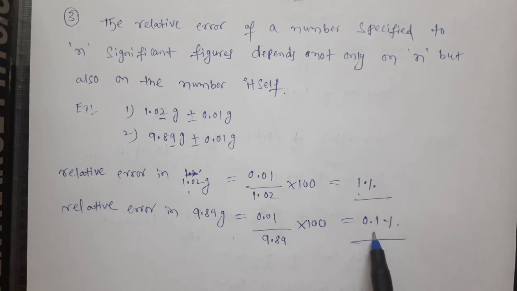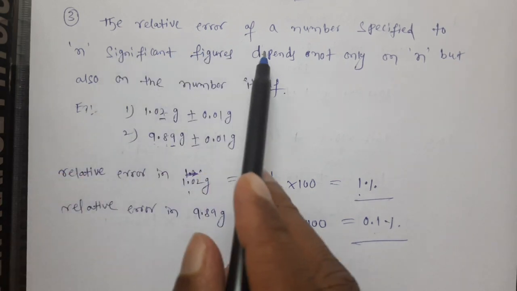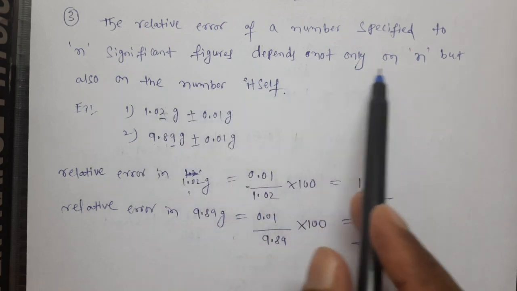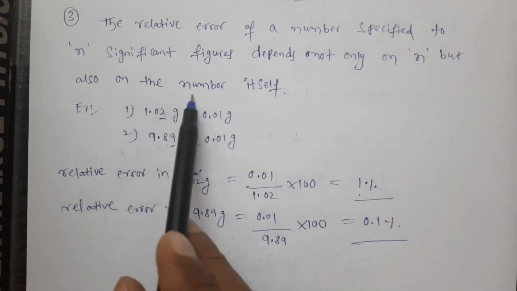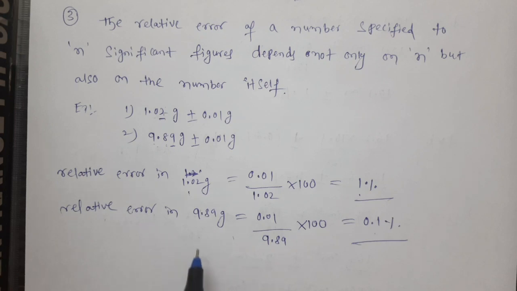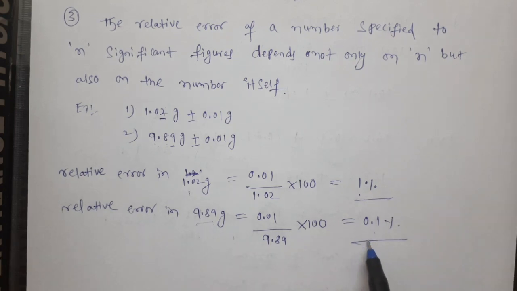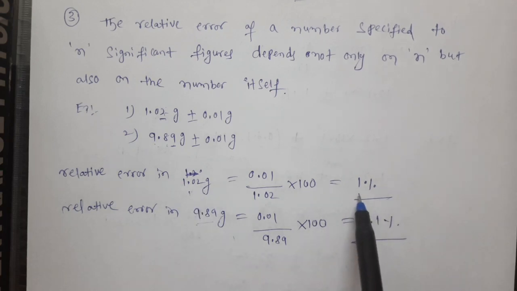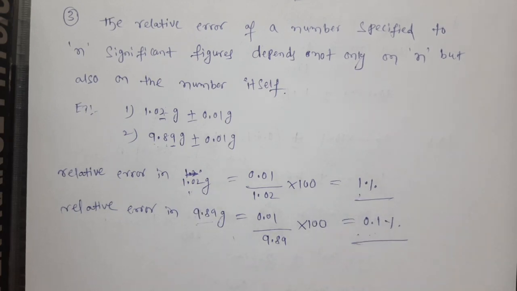The relative error of a number specified to n significant figures depends not only on n but also depends on the number itself. That means relative error depends on the number of significant figures n, but at the same time it also depends on the number itself. So here the number value is more, that's why the error value is less. Here the number value is less, so the percentage of error is more compared to this one. That is about the third one.